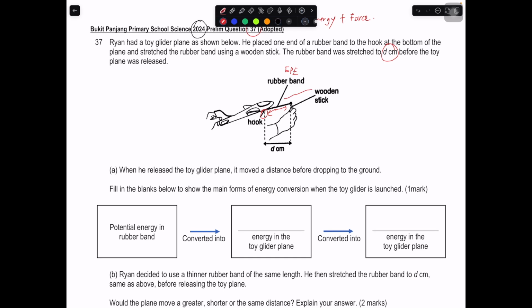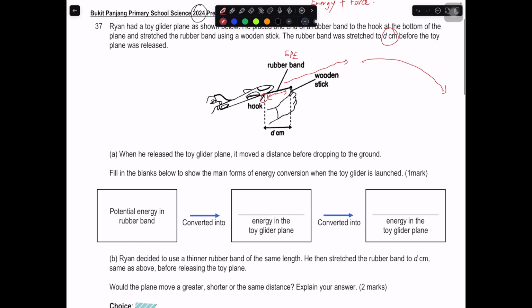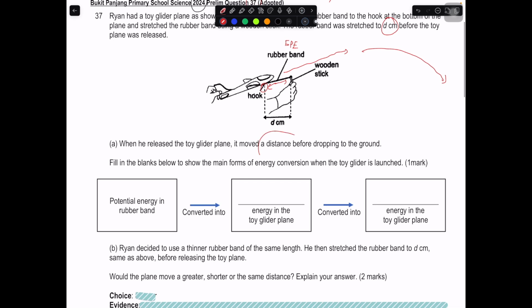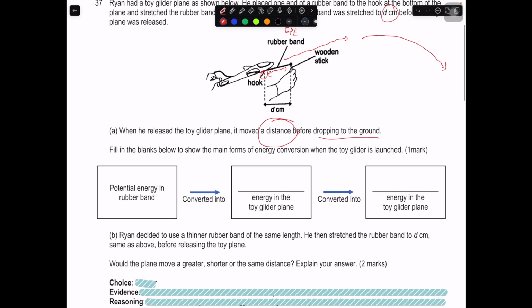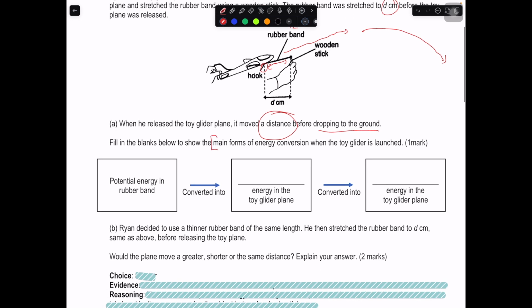So it should probably move from here, and it drops down some distance from the ground. So it moves a distance before dropping to the ground. So fill in the blank to show the main energy conversion when the toy glider is launched.